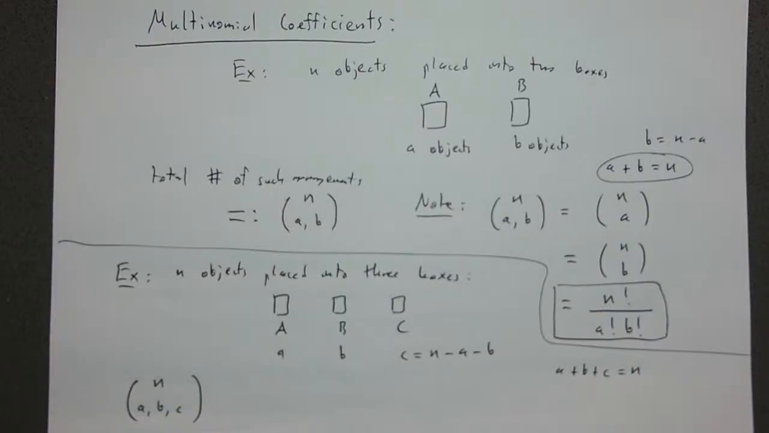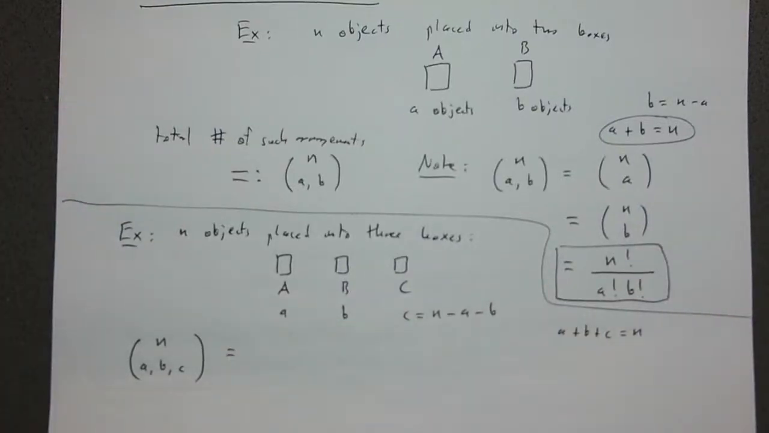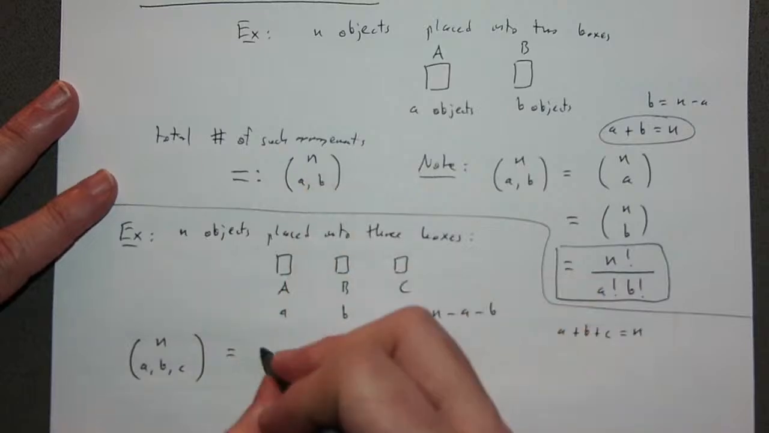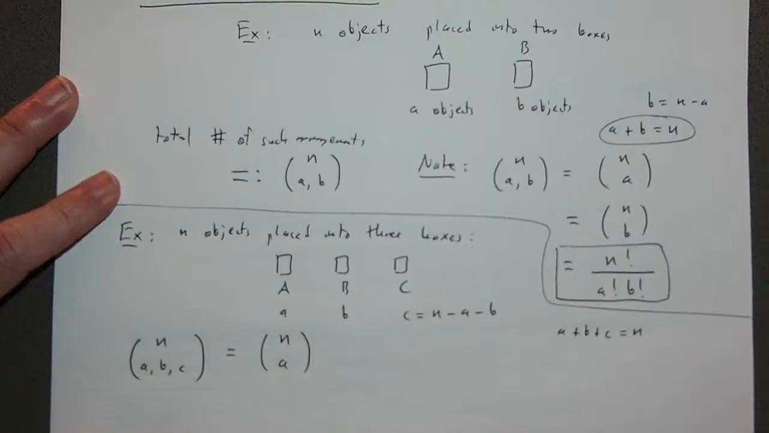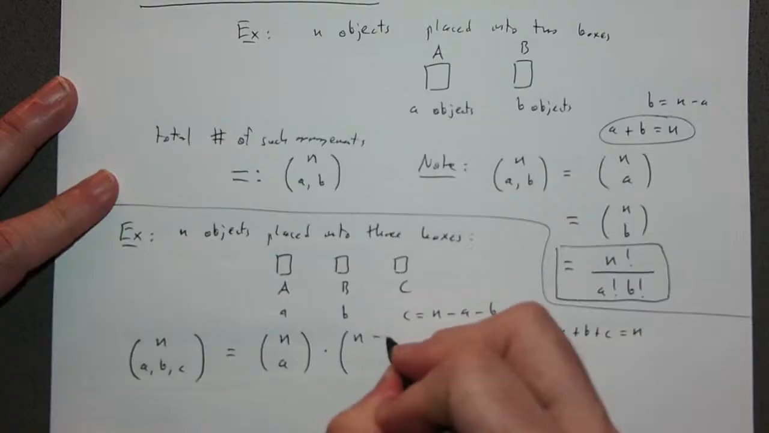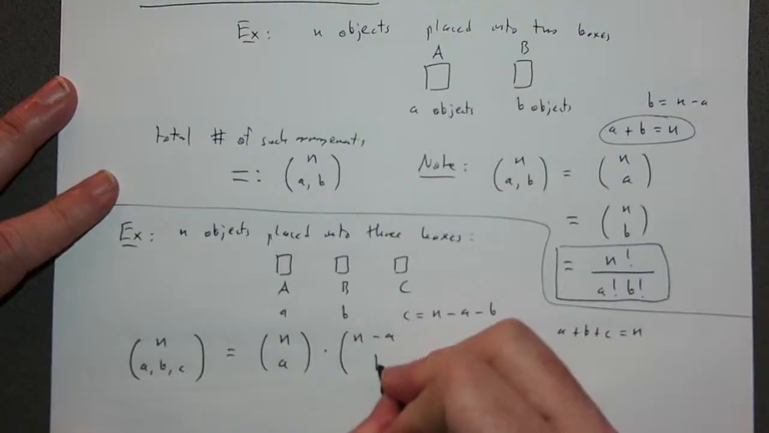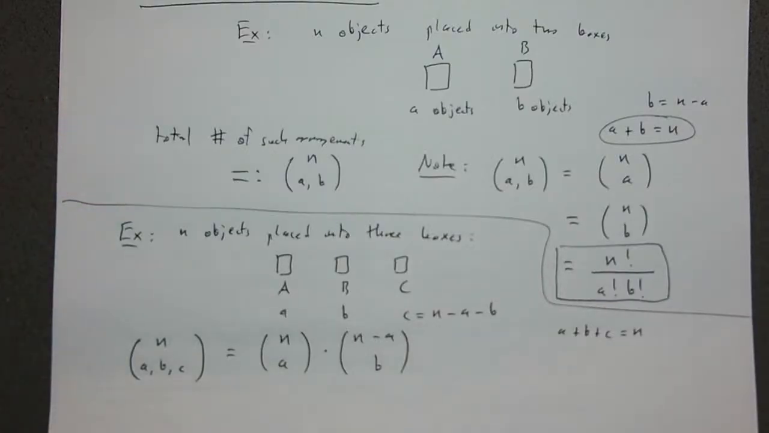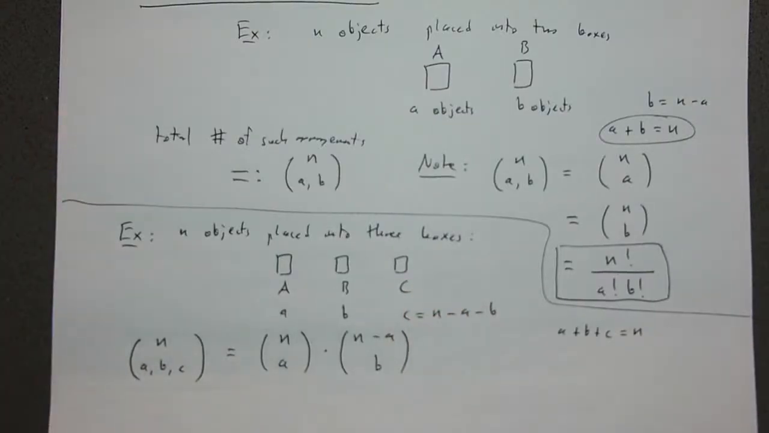But what is this? I'm going to use the product rule here. So, even from before, this is n choose A, and then the remaining objects I have is n minus A, because I've placed A objects in the first box, and now I'm choosing B from what's left. Once I have done that, I have fixed how many objects are placed in box C, so there's nothing to do. This is the last step in this process.